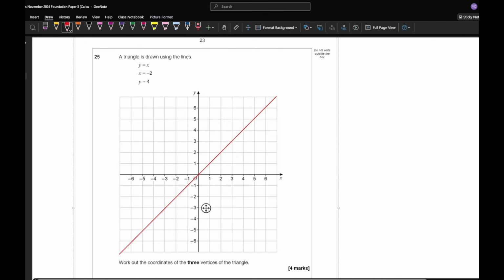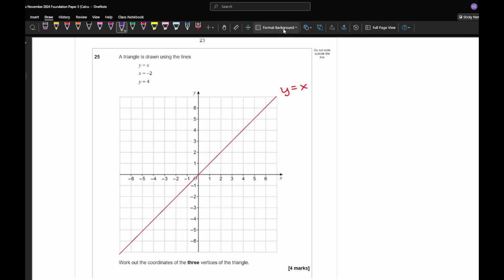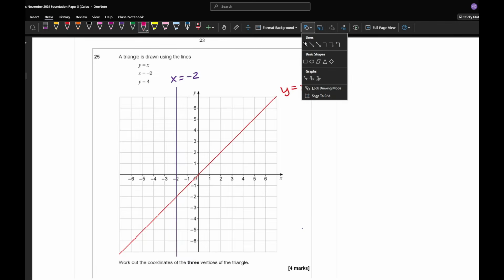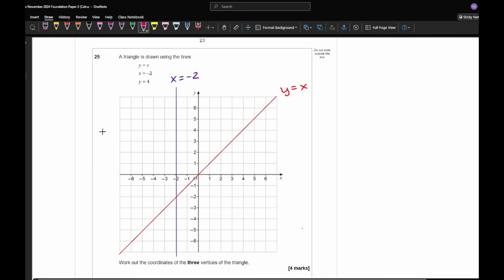So I should have y equals x. I then want to do x equals -2, which is a vertical line through -2, so let's use a different color for that. And that's going to be here. So that line there is x equals -2. And I then want to draw a horizontal line through y equals 4. So that's going to be here. And that there is y equals 4.